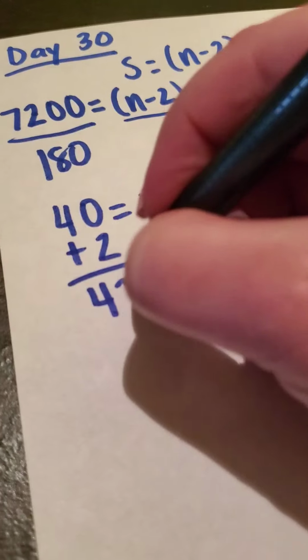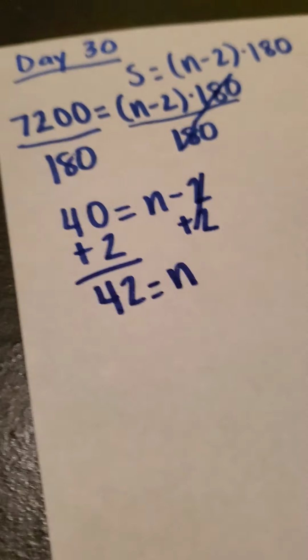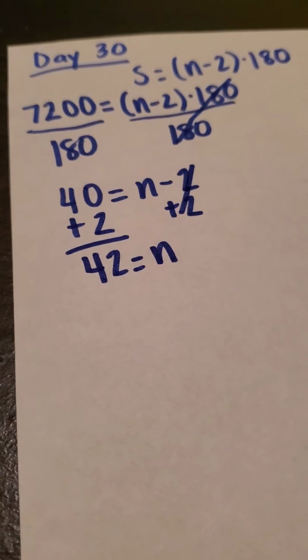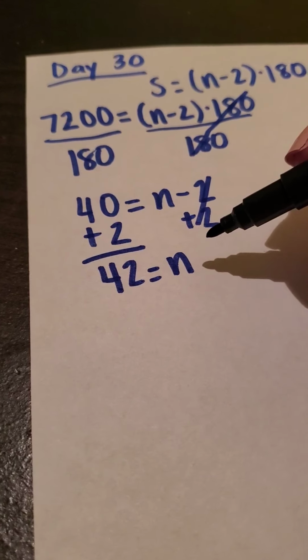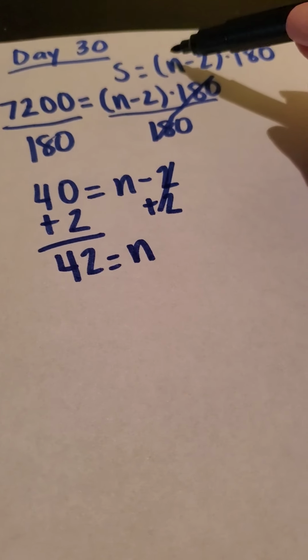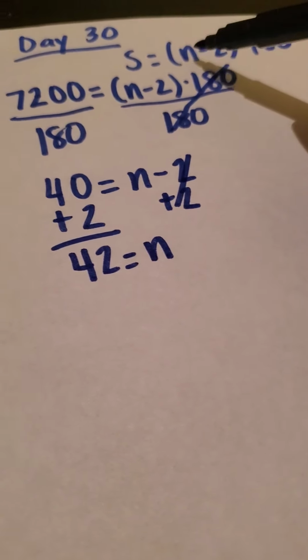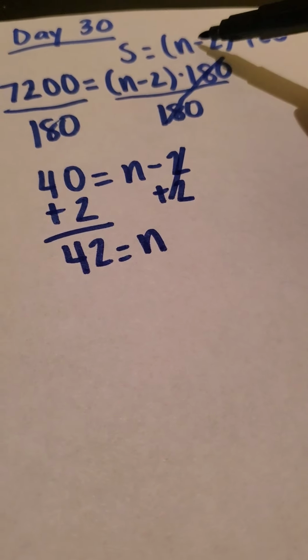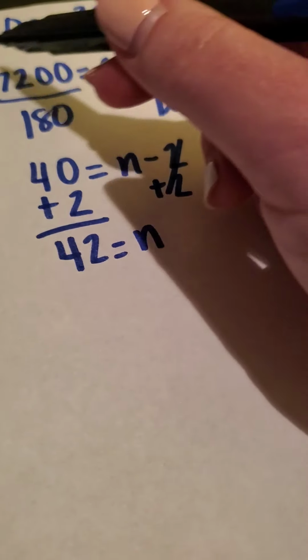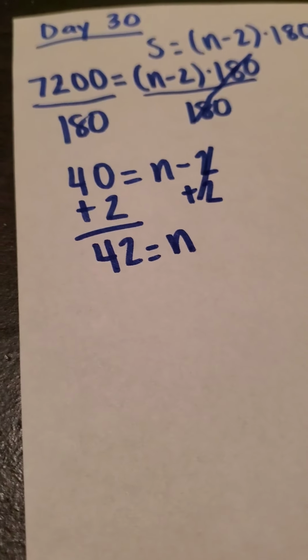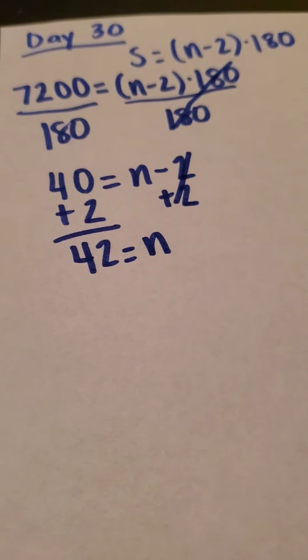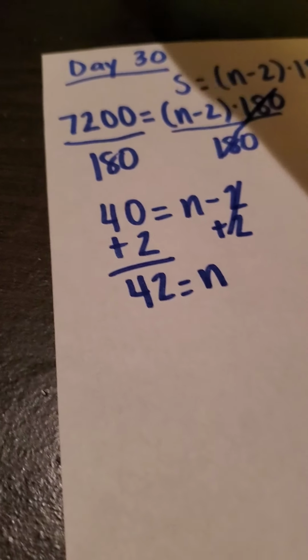And I get the number of sides is 42. So if I plug that back in to the formula, if I do 42 minus 2 times 180, so 42 minus 2, that's 40 times 180, I'm going to get that number 7,200. So that's one way I can kind of check my work. So that's what day 30 looks like.